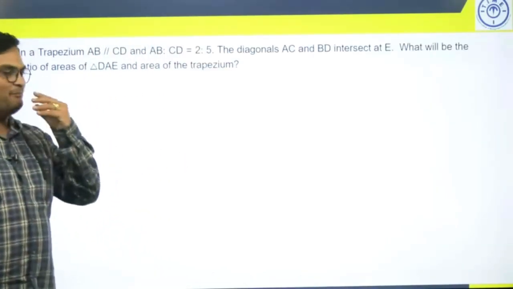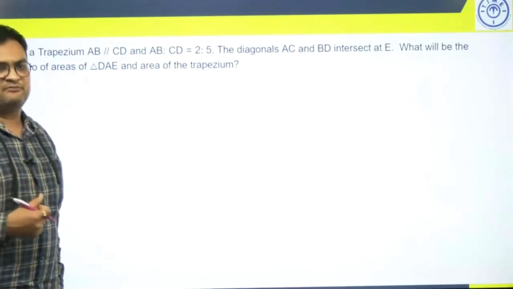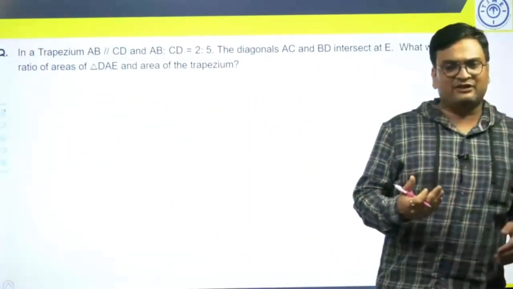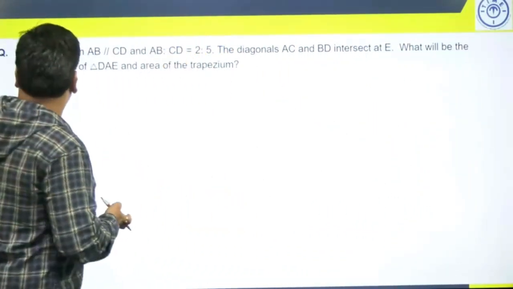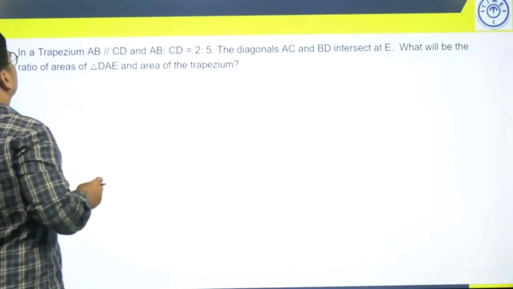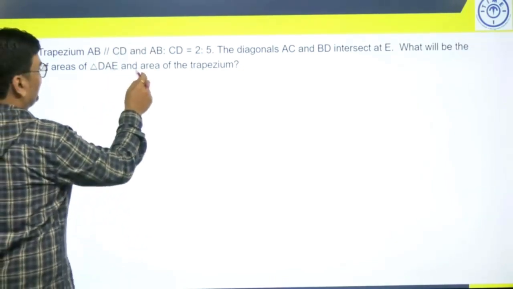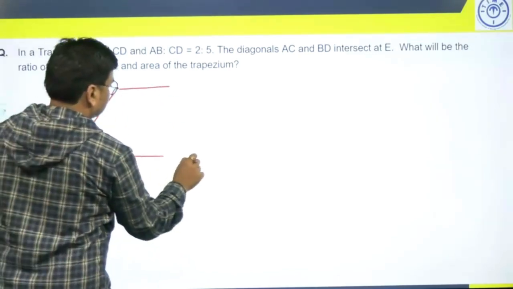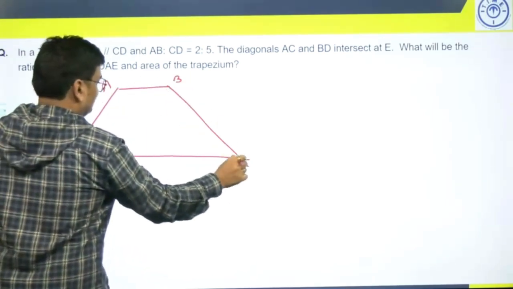Look at this question. Pause the screen right now. Based on whatever properties you have learned about trapezium, try out these questions. I, however, in this session will be continuing with the discussion of this question. So it says in a trapezium AB is parallel to CD and AB to CD is 2:5. So AB is the shorter length, something like this. So this is your AB, this is CD.